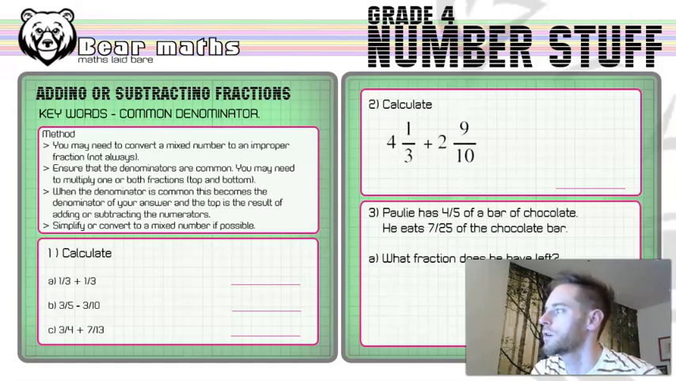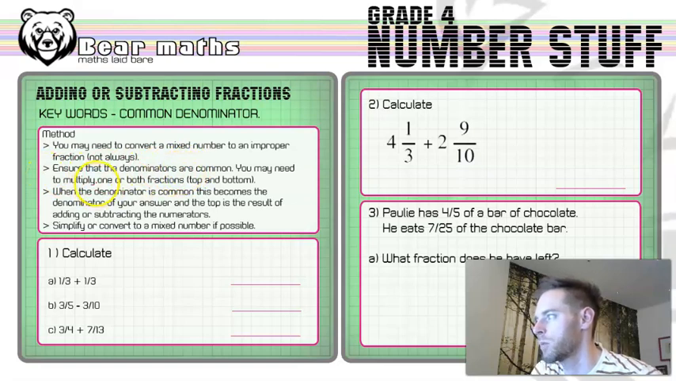In the method, you've got the first step. You may need to do this, but you may not. It says you may need to convert a mixed number to an improper fraction, but not always. It's good practice to do that with your calculations. It minimizes mistakes.